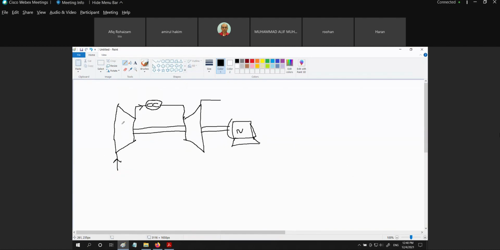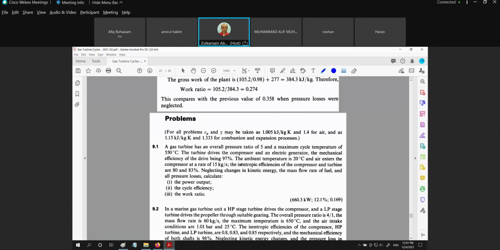Exhaust, compressor, turbine. 1, 2, 3, 4. Okay? And then the mechanical efficiency of drive being 97%.